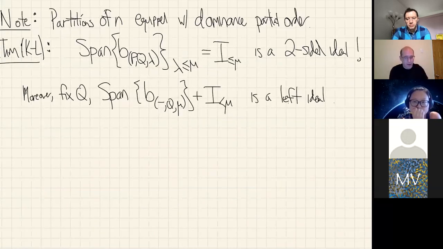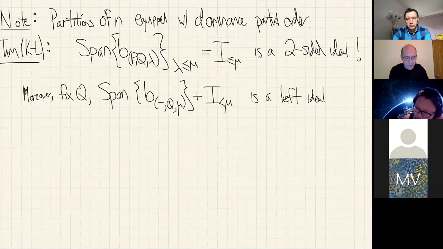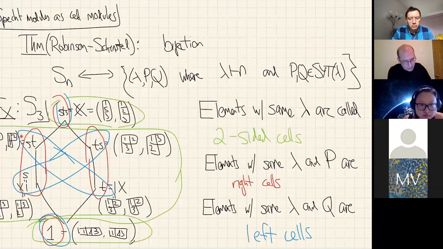Now, it's worth noting that partitions have a dominance order. So this thing is minimal in the dominance order, and this thing is maximal in the dominance order. And there's an order on partitions. So Kazhdan and Lusztig proved that if you take the span of the things in one cell and every lower cell, you actually get an ideal. So in fact, this is a two-sided ideal.